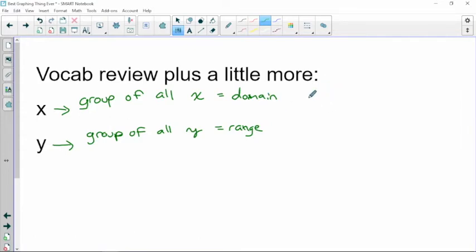X is also often called the input. So the group of all X could be the inputs. So X equals inputs. And that makes Y the outputs. I just want you to be familiar with this vocabulary. Inputs is X, outputs is Y. Domain is X, range is Y. And that's it.